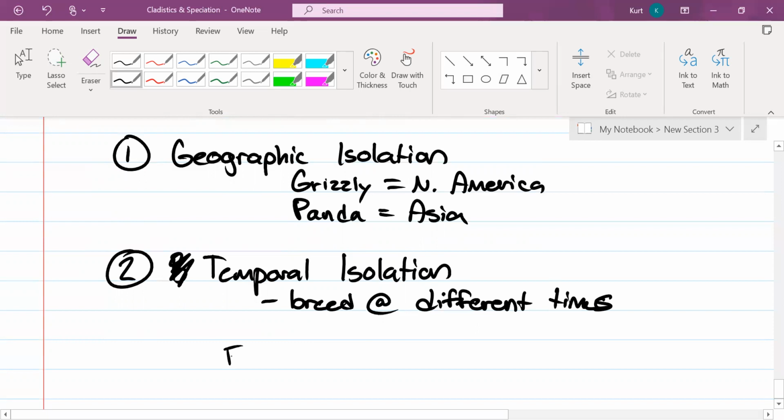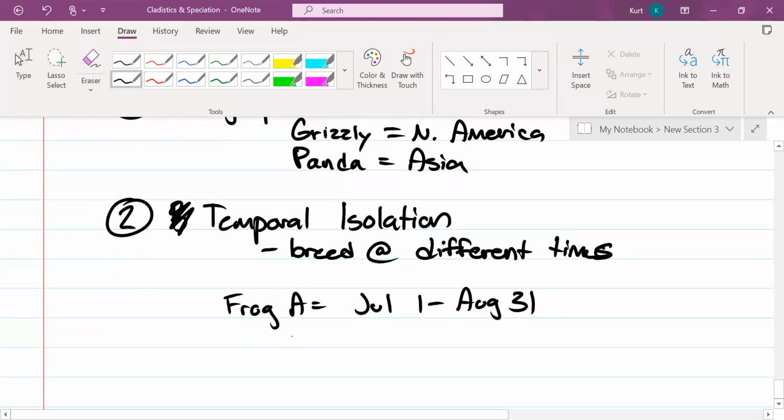Also, let's say we have frog species A. It breeds from July 1st to August 31st. And let's say frog B breeds from March 15th to April 15th. Well, they're never going to breed with each other because their calendars are not synced. And so this is temporal isolation. That's all about time.